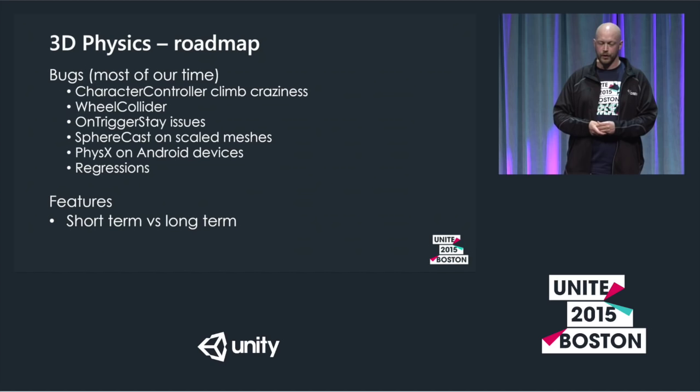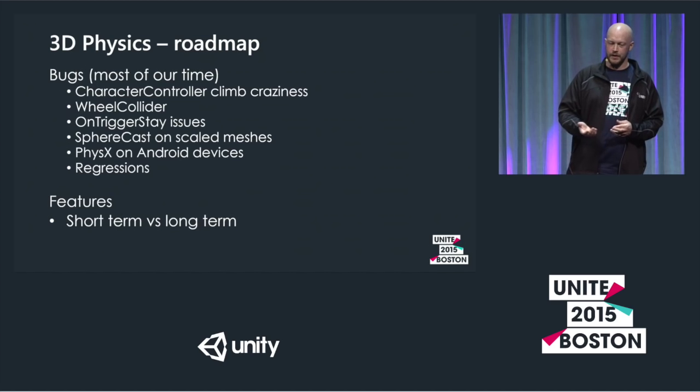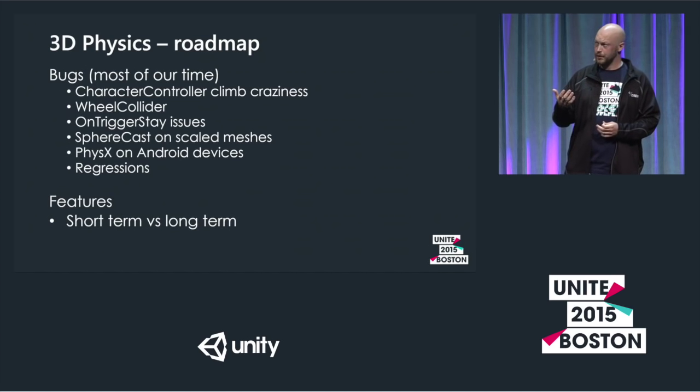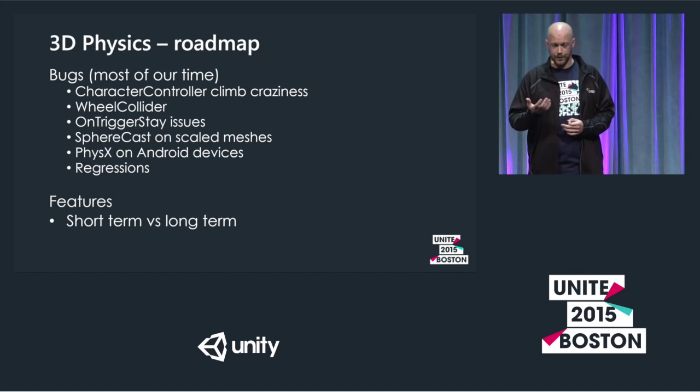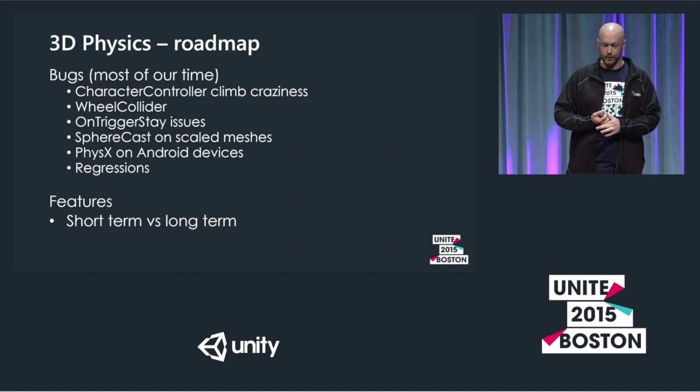Anthony keeps working on the wheel collider. We have some fixes coming as well for the on-trigger stay. We have issues at least when you resize colliders, you don't get a symmetric on-trigger enter and on-trigger exit callback. And we have fixed that now, and we'll keep looking at the trigger stay issues.